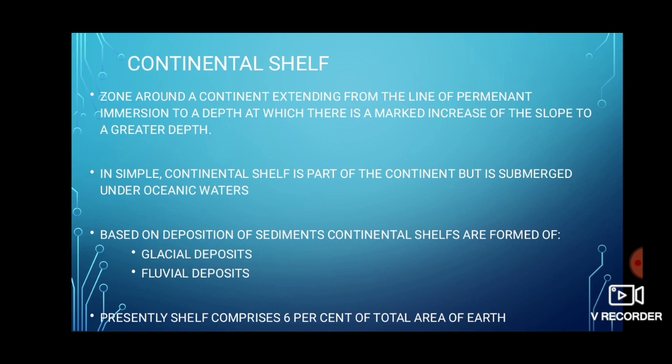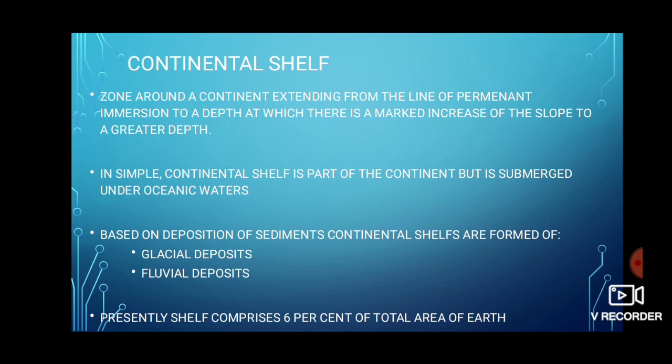What is a continental shelf? A continental shelf is a zone around a continent that extends from the line of permanent immersion to a depth at which there is a marked increase of slope to greater depth. So, in simple words, it is the part of the continent that is always submerged under the ocean water. We call it the continental shelf. So, the part of our continent which is already submerged under the oceanic water is known as the continental shelf.